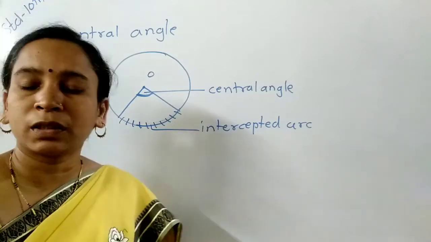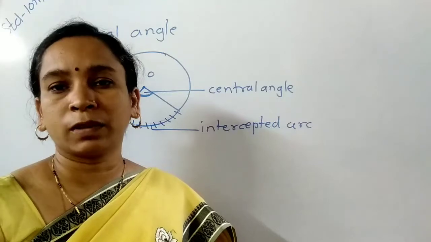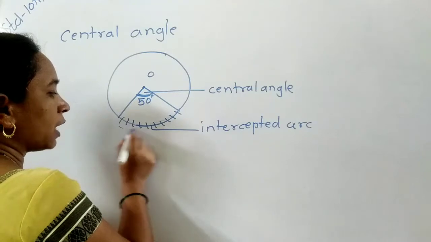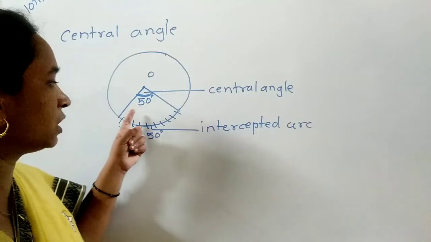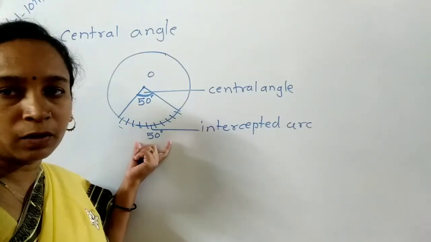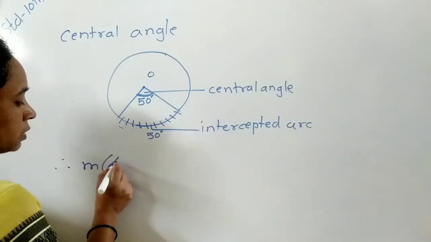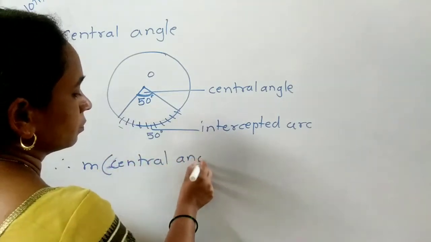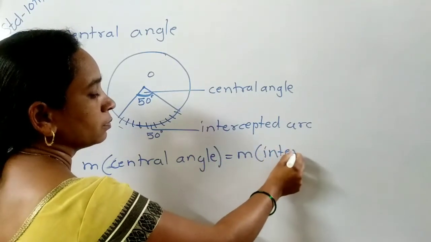So what is the relation of this intercepted arc and the central angle? The measure of a central angle is always equal to the measure of the intercepted arc. Suppose the central angle is 50 degree, then this arc's measurement is also 50 degree. If the central angle is 100 degree, the intercepted arc's measurement is also 100 degree. So we can write: measure of central angle is equal to measure of intercepted arc.